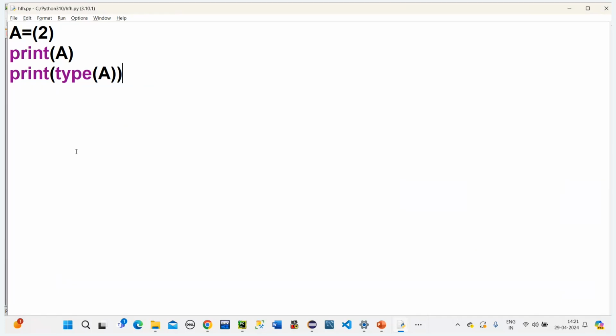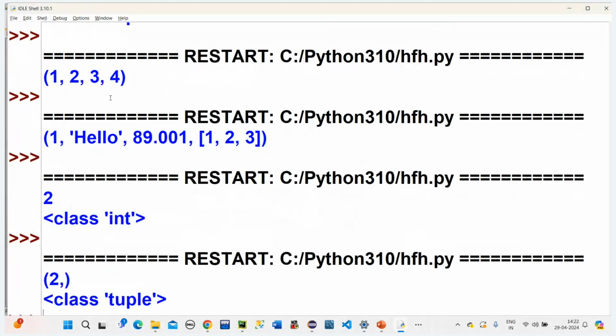Now, what you have to do here is just modify this and keep a comma here. Now you try to execute this. With the help of just one comma, it became what? Tuple. So what is the meaning of this? This is how to create a first element in a tuple.